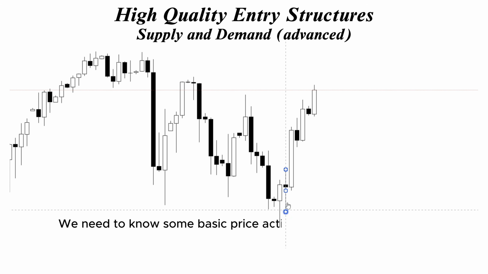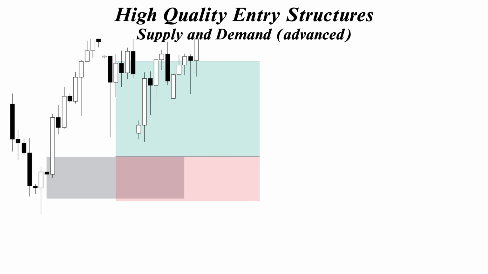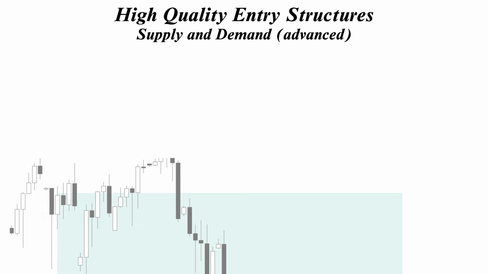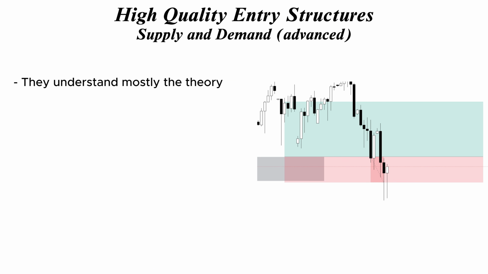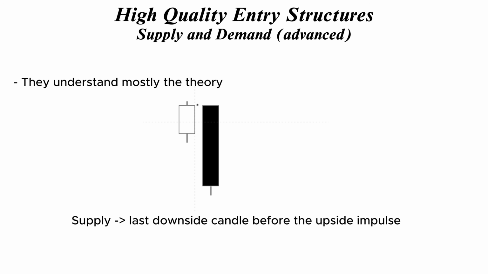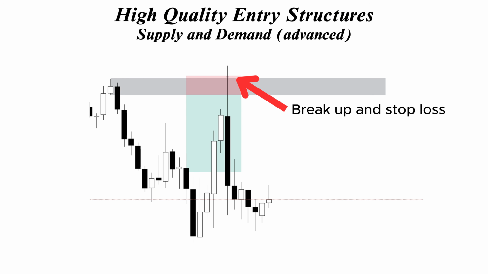So obviously we already need to know basic and also advanced market structure, because the problem of low quality demands like this one is that traders just get into the charts, and they understand the theory of supply and demand zones, so the demand being the last downside candle before the upwards movement, and the supply being the last upside movement before the downwards movement. But if you only know this theory, that doesn't mean that is enough, because as you've seen, the market could just break each zone and not give you even a tiny chance to respect it.